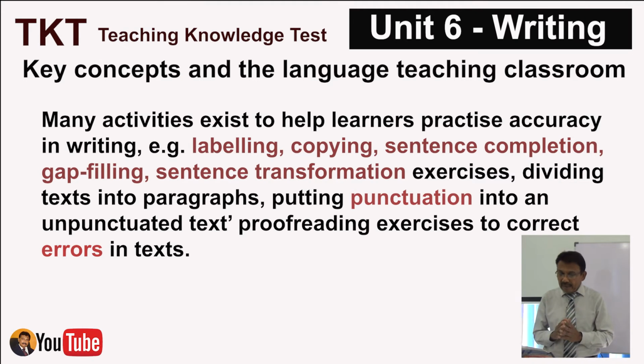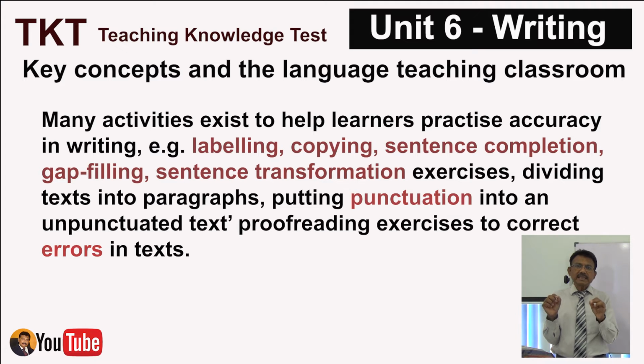That is labeling. And then copying. So you have to choose something and copy it somewhere, right? And then sentence completion. Part of the sentence is given and you will have to complete the whole sentence, to get the idea. Sometimes the useful parts are given in a jumbled way and mixed, and you will have to choose a part and complete the sentence.